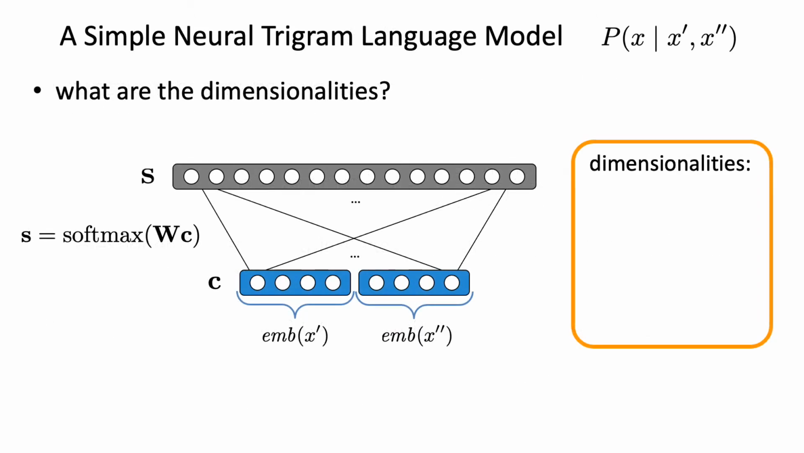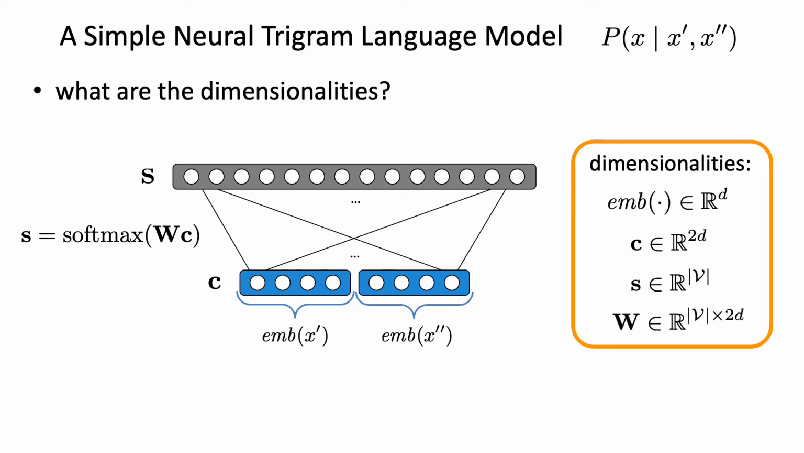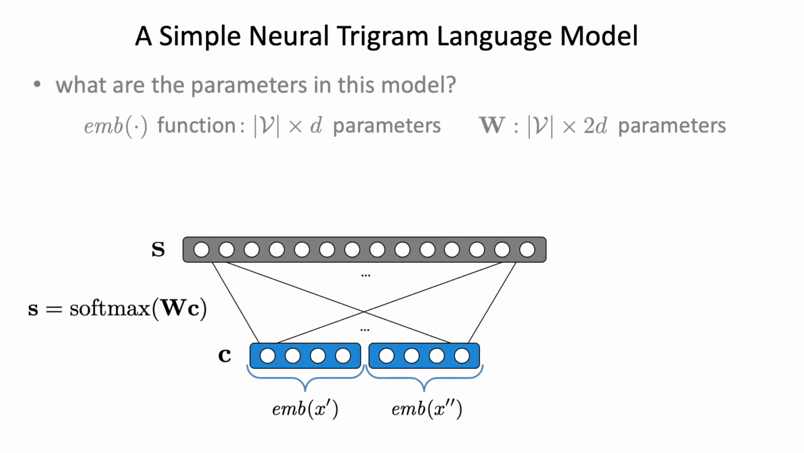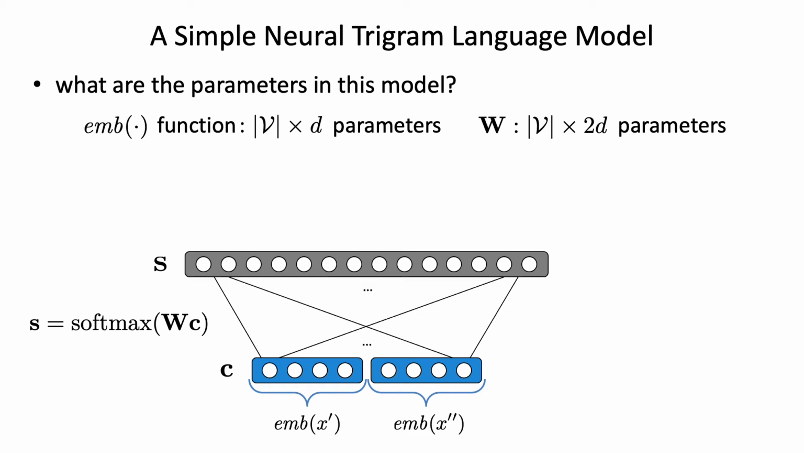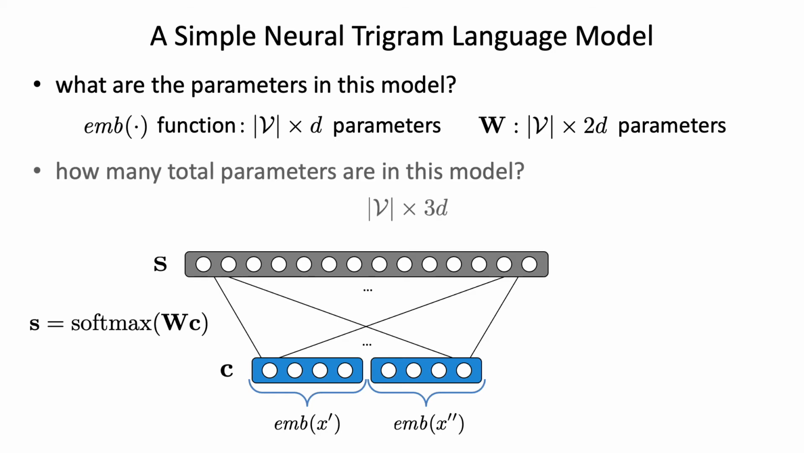Okay, back to our model. What are the dimensionalities of each of these components? Well, if we assume the embedding function returns a vector in R^d, then C has dimension 2d. And since S has an entry for each word in the vocabulary, W is a matrix with dimensions vocabulary size times 2d. Then what are the parameters in this model? Well, the embedding function has d parameters for each word in the vocabulary, and then the W matrix has another 2d parameters for each word, so there are size of vocabulary times 3d parameters in total.